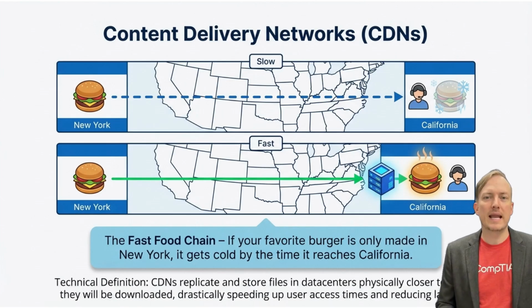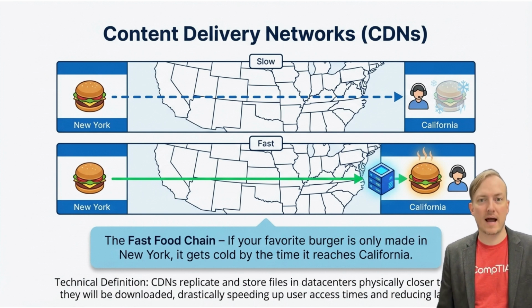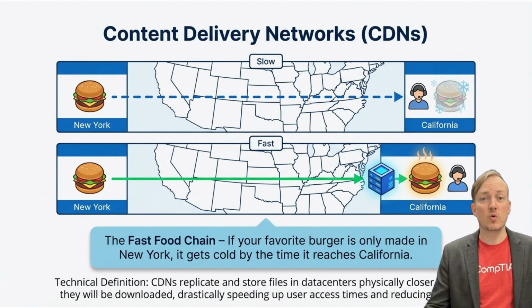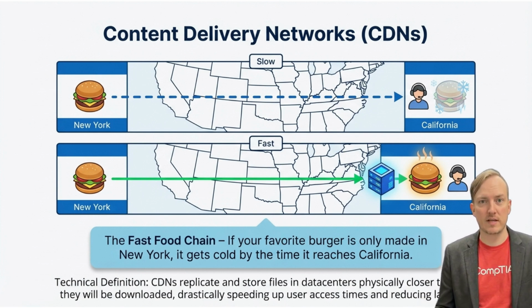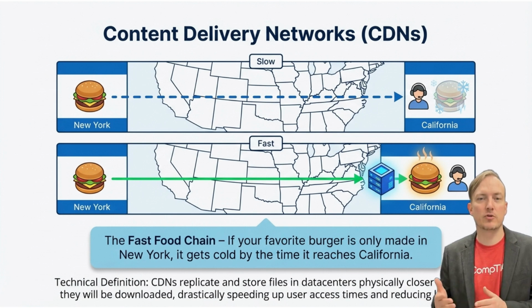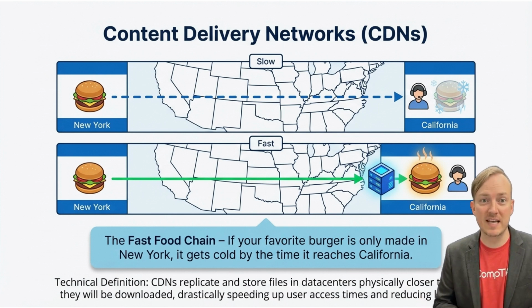To ensure speed and delivery, we use content delivery networks, or CDNs. Think of the fast food chain analogy. If your favorite burger is only made in New York, it gets cold by the time it reaches California. Technically speaking, CDNs replicate and store files in data centers physically closer to where they will be downloaded. This drastically speeds up user access times and reduces latency.